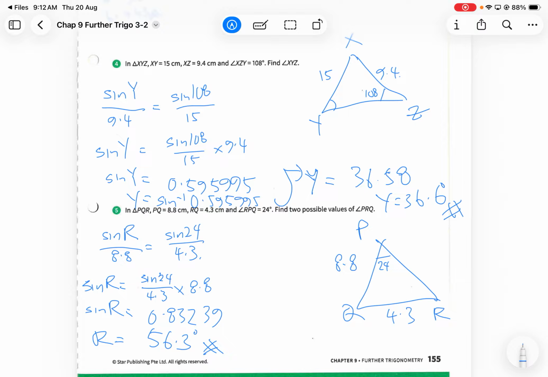Hey, let me write this down first. P, 8.8, 24, Q, 4.3. Here is R. Okay? Hey, come. Help me hold the iPad.